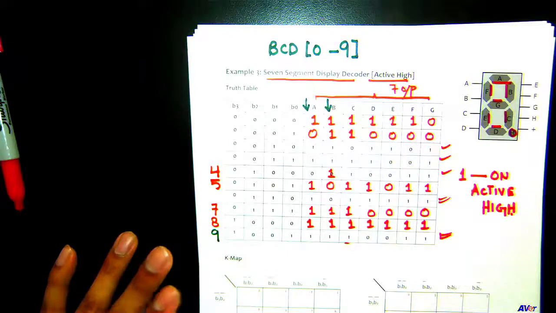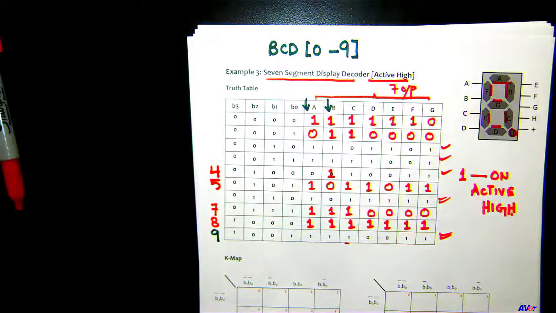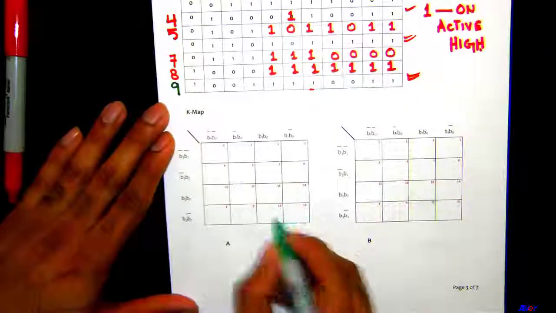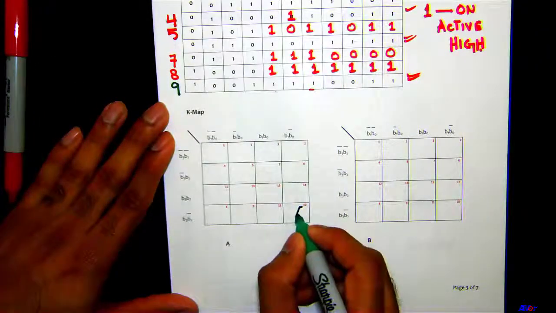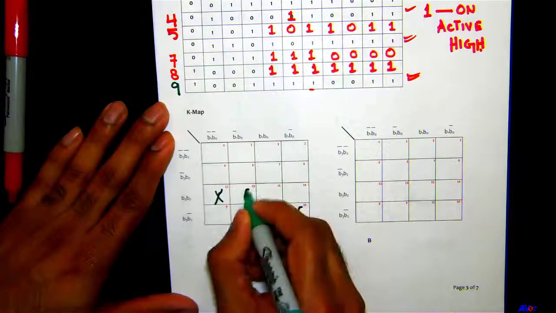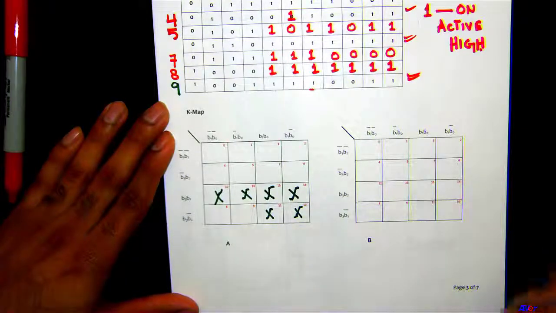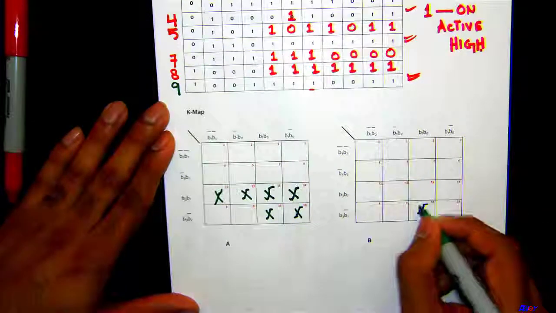So which would mean what would happen to 10, 11, 12, 13, 14, and 15? Those would be treated as don't cares here, okay? All right. So I can just do the don't cares here: 10, 11, 12, 13, 14, 15. Similarly, I can do the don't cares over here also.